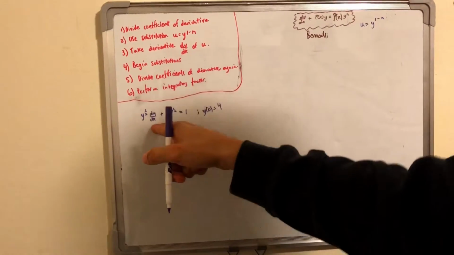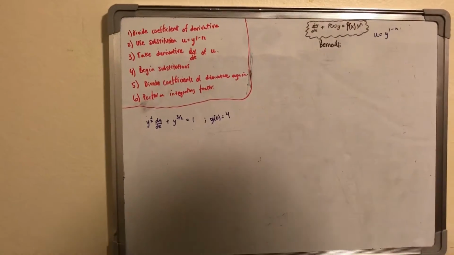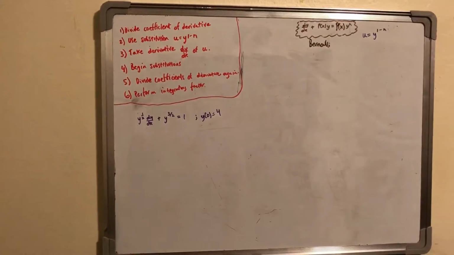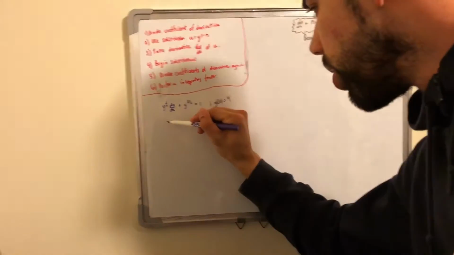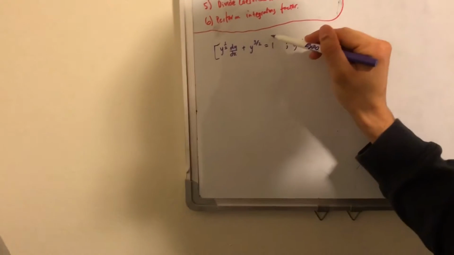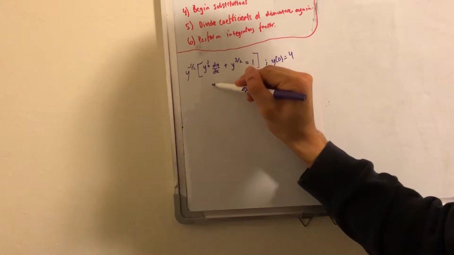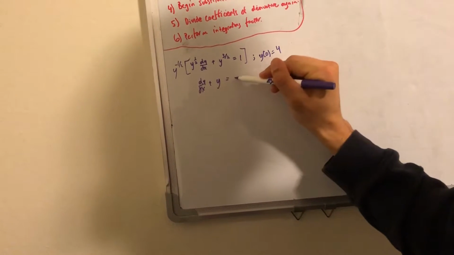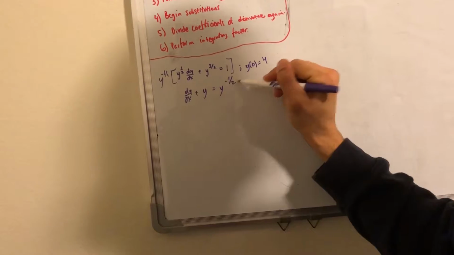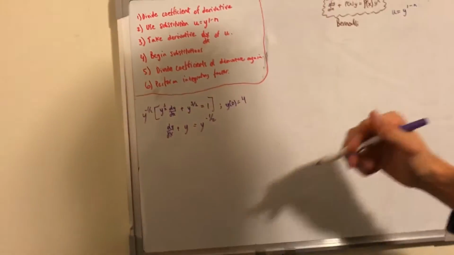This is the problem we'll be working on, and I have the steps listed here that you can refer to throughout the video. For brevity, I'll be skipping through a few steps of the problem. Looking right here, we're going to multiply this entire equation by y to the negative 1/2. That will leave me with dy/dx plus y is equal to y to the negative 1/2. I won't cover the algebra steps there, but just distribute it out.